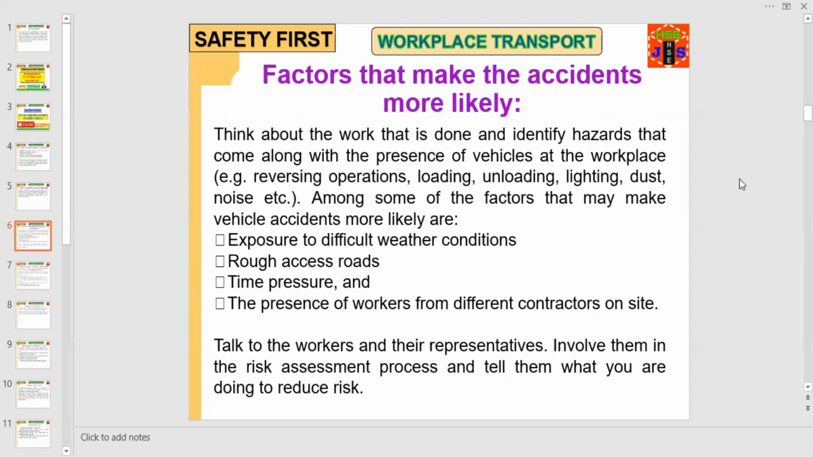You have to talk to the workers and their representatives, involve them in the risk assessment process, and tell them what you are doing to reduce risk.